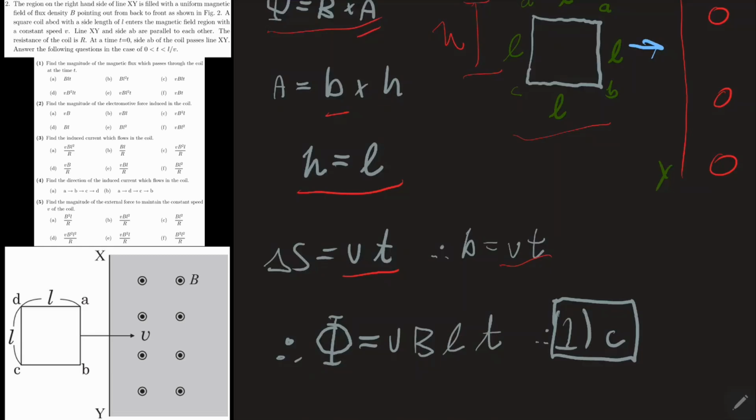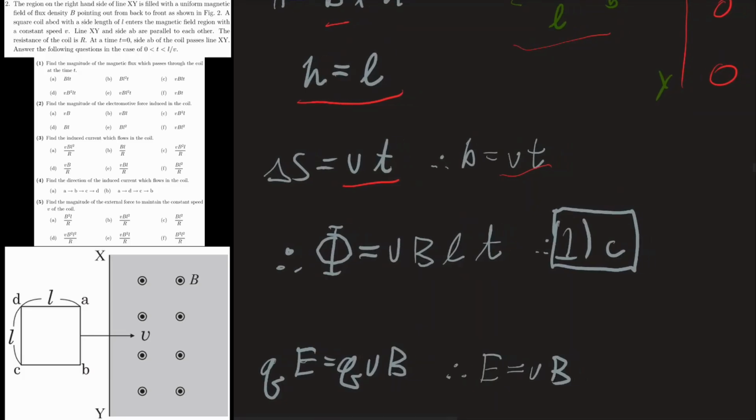Next is part 2, which says, find the magnitude of the electromotive force induced in the coil. So the electromotive force is equal to vBL. You'll probably learn how this is derived when you study magnetic and electric fields, because I think it's something that you are expected to just end up memorizing because it's pretty important and common.